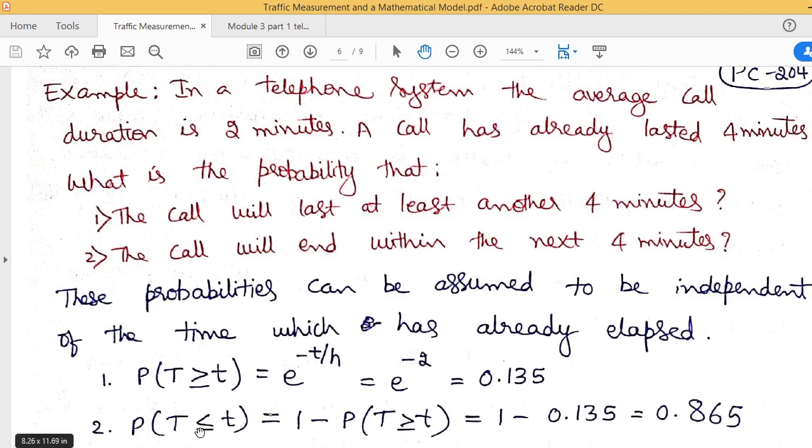Similarly, we can calculate P of t less than or equal to 4, and that is equal to 1 minus P of t greater than or equal to t, which will be equal to 1 minus 0.135, and it was found to be 0.865. So by this it is clear that the call will end within the next 4 minutes, and the probability of ending the call within the next 4 minutes is 0.865.